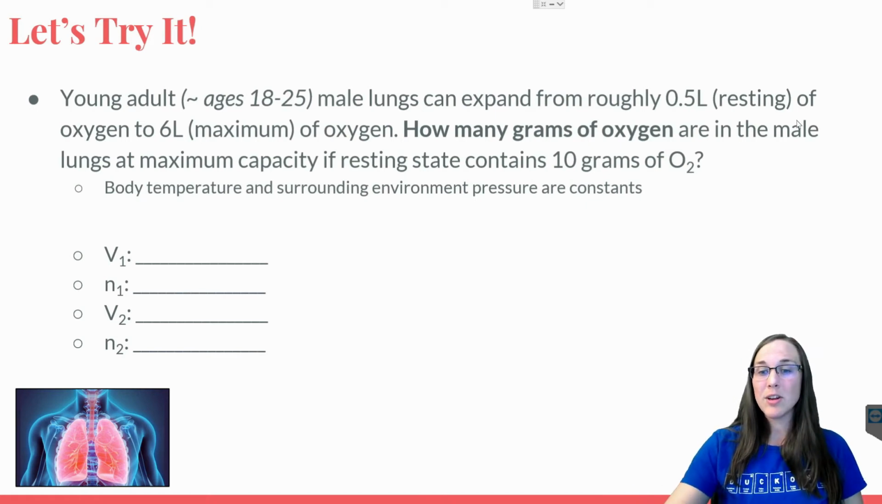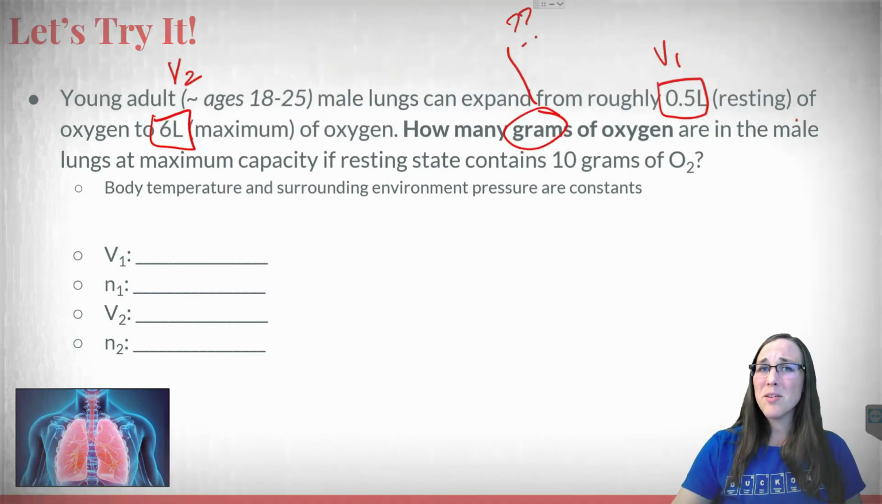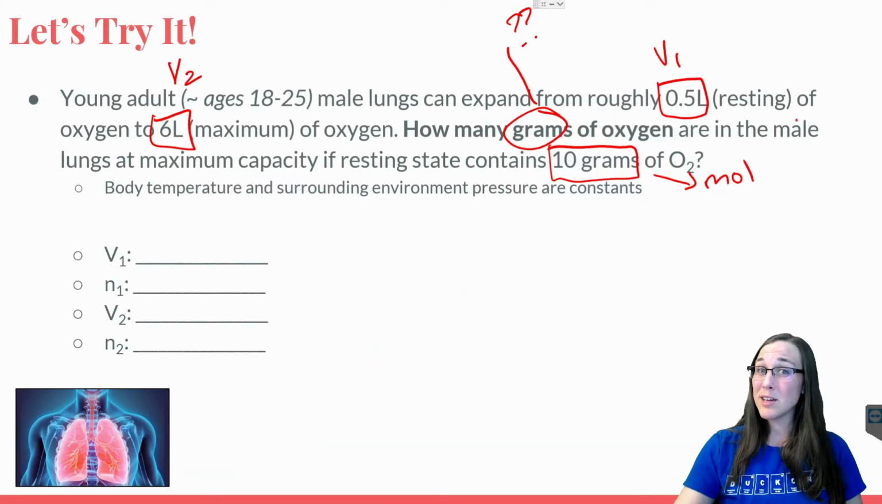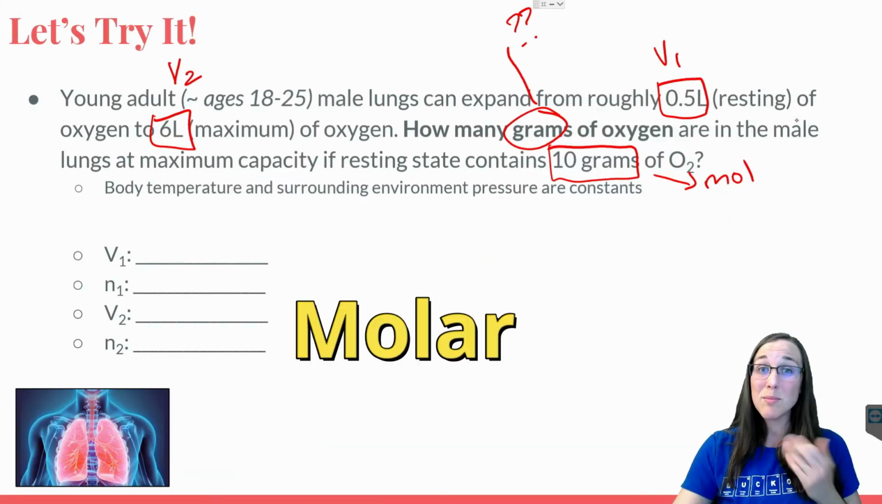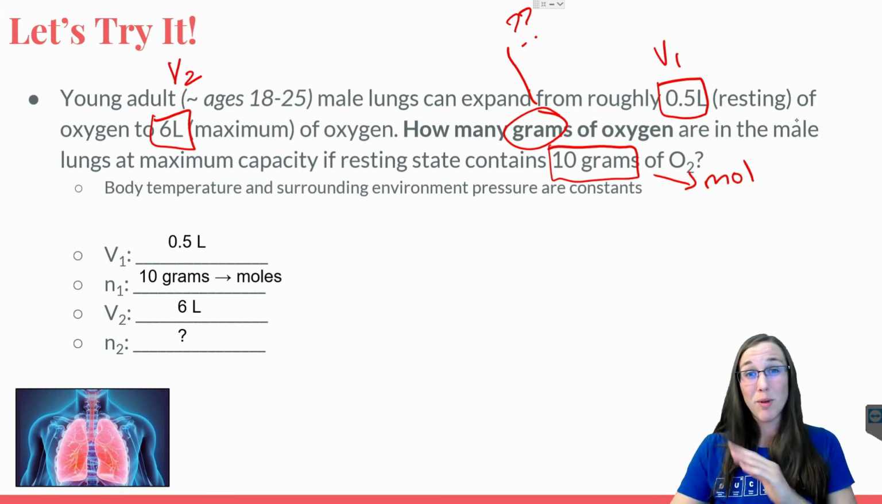Notice here that we're given 0.5 liters as a V1 and we're given 6 liters as a V2. We're trying to solve for grams? What? We don't have a gas law with grams in it. You're right, we don't. But we do know that we can convert grams to moles using molar mass. You will never escape the stoichiometry, ever. So before we can do anything with the gas law, we need to first convert our 10 grams of oxygen to moles.